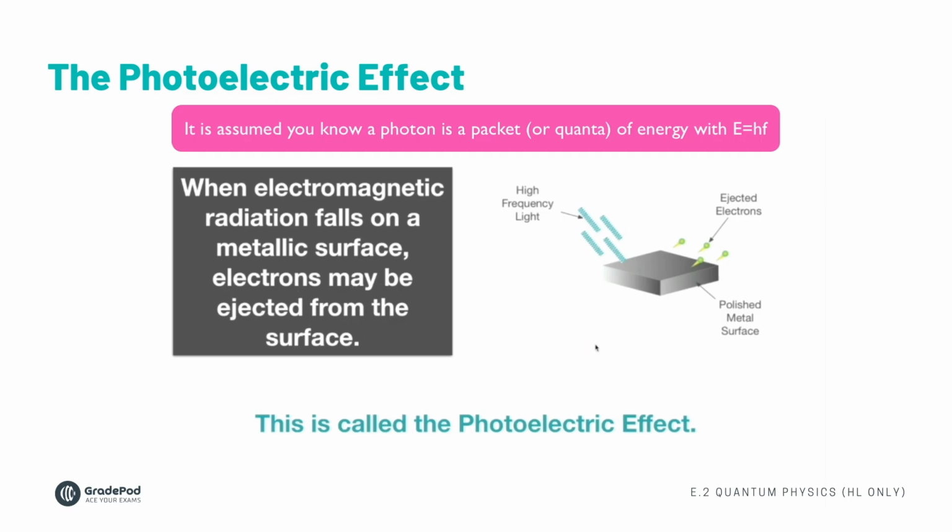So the photoelectric effect in one sentence is electromagnetic radiation falls on a metallic surface and electrons may be ejected from the surface. That is your definition of the photoelectric effect. It can earn you 2 marks in an exam, so make sure you know that.